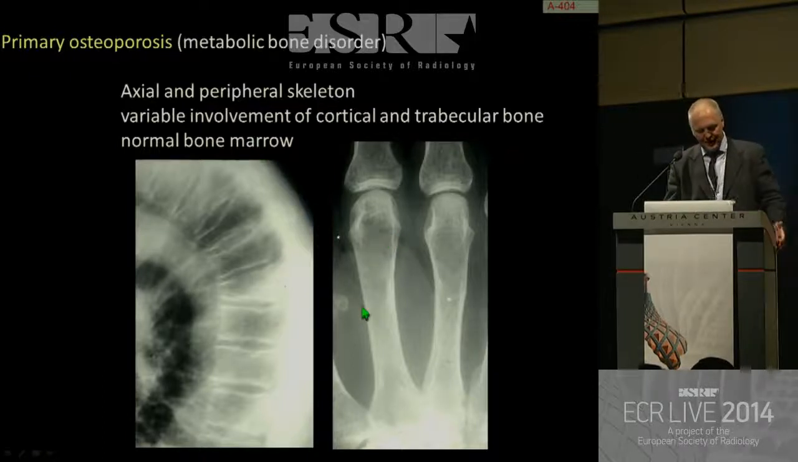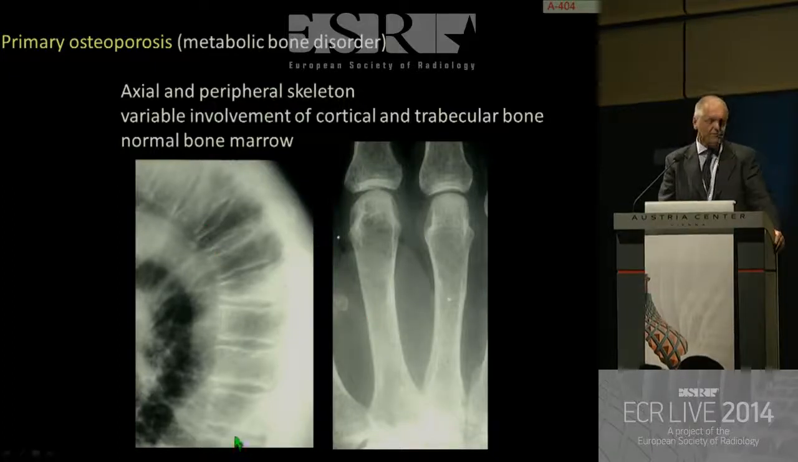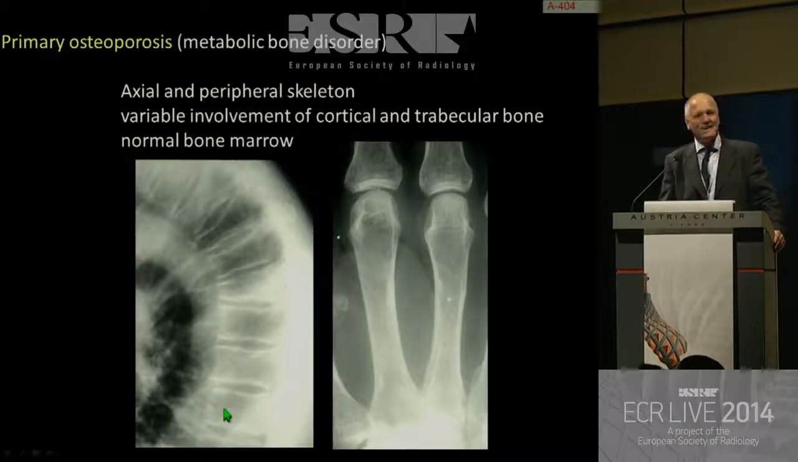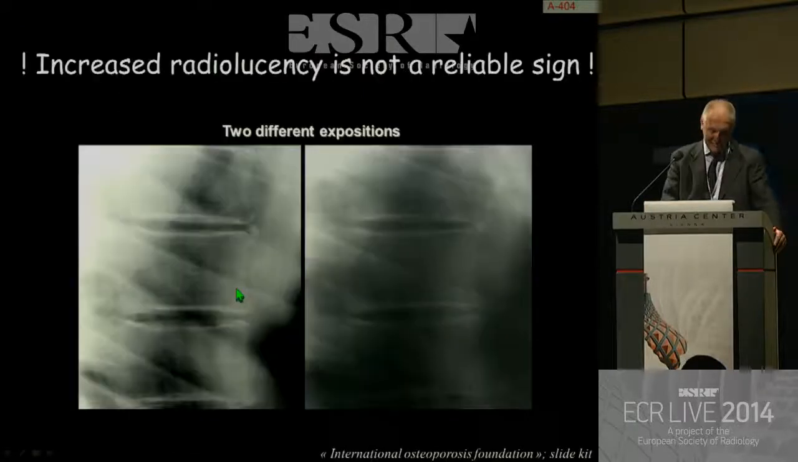This is the hand that we know, a very thin cortex, decreased bone mass, and here it's extremely difficult. You cannot decide whether or not there is osteoporosis, and I cannot either. Except that all of you, including me, we can see that there are fractures. So probably the patient has osteoporosis.